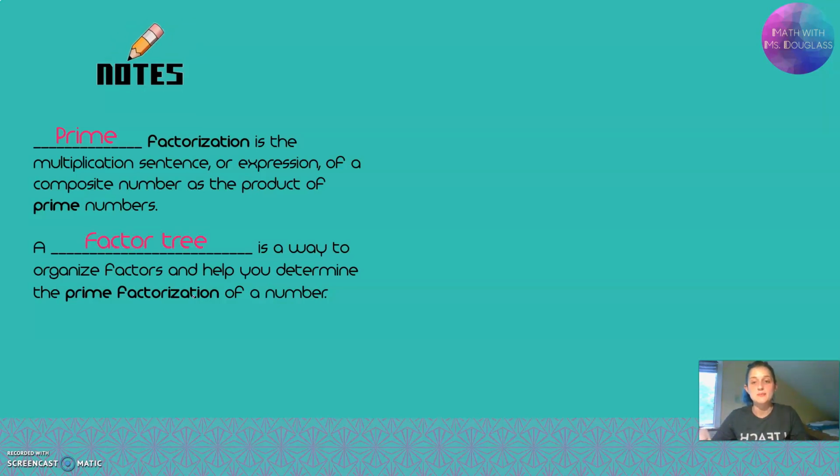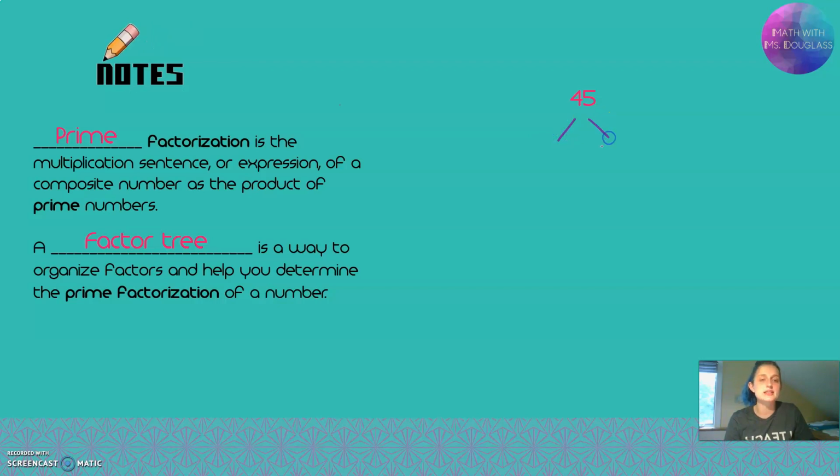A factor tree is a way to help organize your work when you're decomposing into your prime factors and help you find your prime factorization of a number. So let's show you an example of what that looks like. So if I take the number 45, I want to break it down into a factor pair of 45.